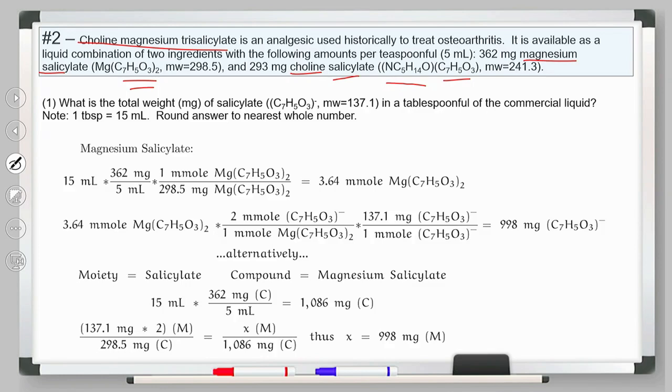So again, in terms of trying to determine the weight of salicylate, it wants to know the weight of salicylate, you have to do them separately. You have to figure out how much weight is coming from the magnesium salicylate, and then do this for the choline salicylate. So all of this work that you see here is just for the magnesium salicylate.